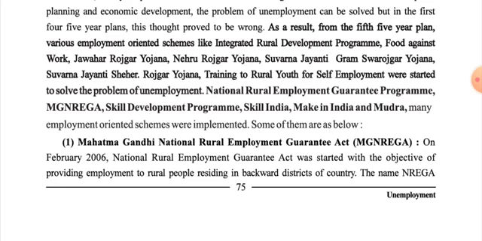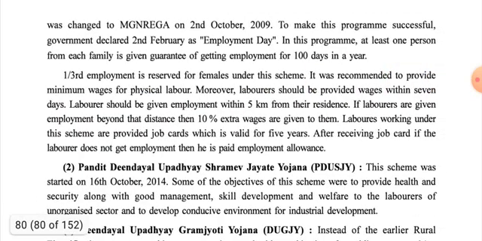Let us take a glimpse of this particular act, or program. You have to remember all these dates and years for 1 mark or 3 mark questions. In February 2006, the National Rural Employment Guarantee Act was started, when it was known as NREGA, with the objective of providing employment to rural people residing in backward districts of the country. So if it is asked which plan was introduced for the people of backward districts, then we have to mention that NREGA was the plan started for the rural people residing in backward districts of the country. The name NREGA was changed to MGNREGA on 2nd October 2009.